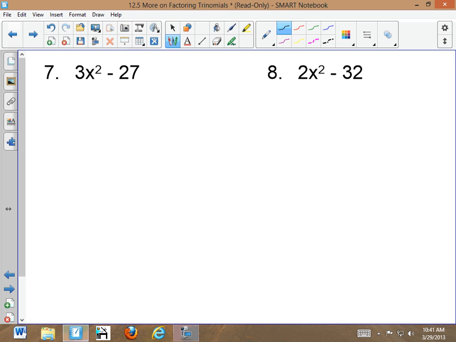So the first thing you have to ask yourself is, is there a number I can take out of both? Will a number go evenly into 2 and 32? Yeah, 2 will. Now, do both of those numbers have an x? No, so I can only take out 2. 2 divided by 2 is 1x squared minus 16.